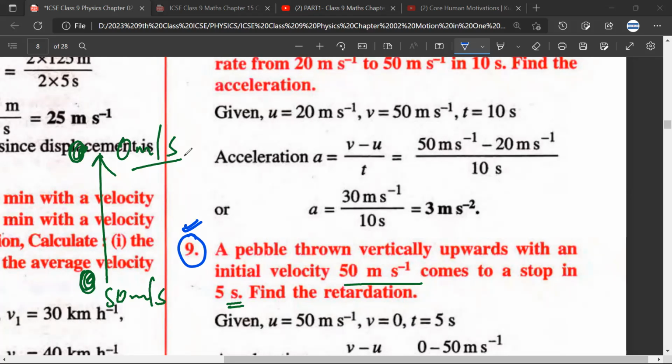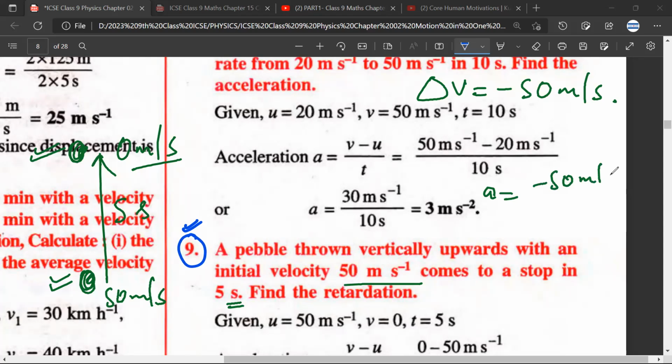Any doubt? No. Now again, what you need to understand very clearly is that the change in velocity is the final velocity minus initial. So the change in velocity is minus 50 meter per second. Be very clear about this because a lot of things will follow after this. The time is 5 second. So acceleration is minus 50 meter per second upon 5 second. This is equal to minus 10 meter per second square. Is it making sense?